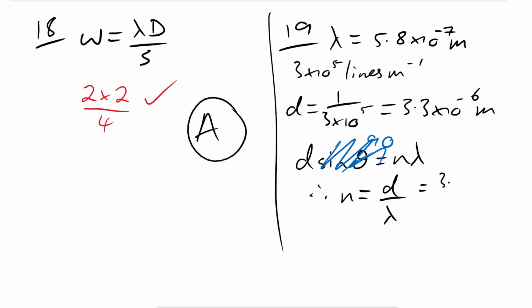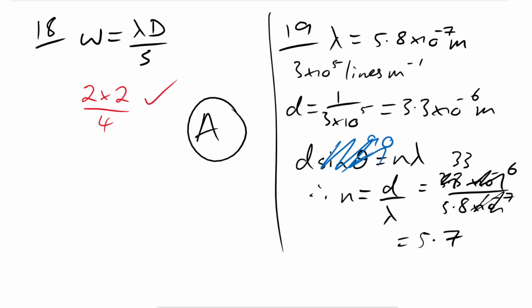So that's going to be 3.3 times 10 to the minus 6 divided by 5.8 times 10 to the minus 7. I think I can sort out powers of 10, plus 7 on top. So that just ends up being 33 divided by 5.8. And that sounds reasonable. And we end up with 5.7. But of course, we can't end up with a 5.7th order, so the answer has to be 5. So that means that the answer has to be A again.